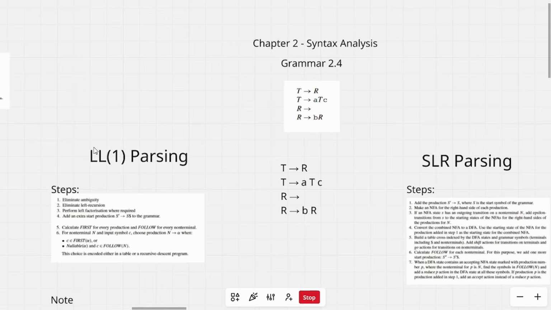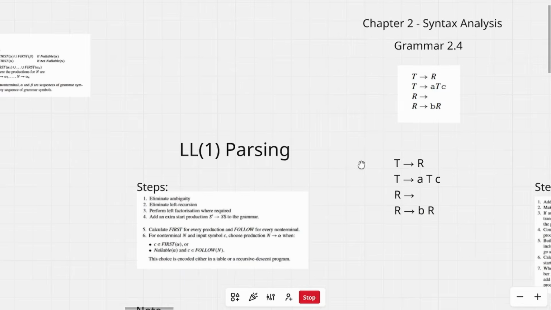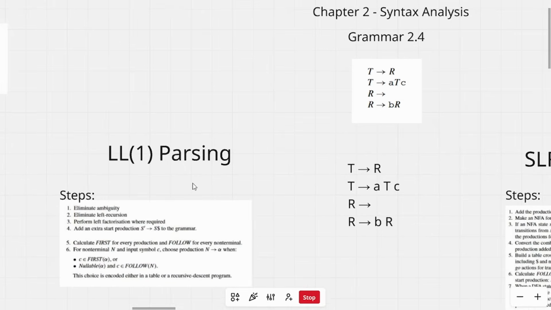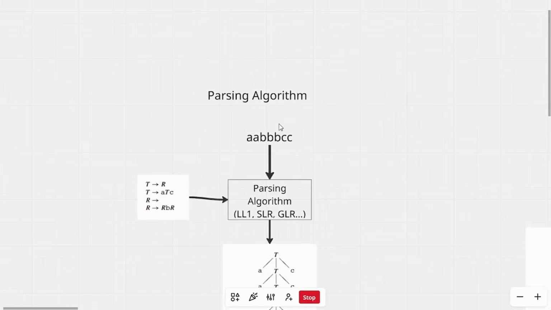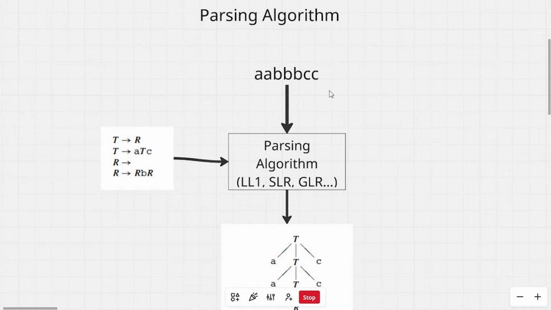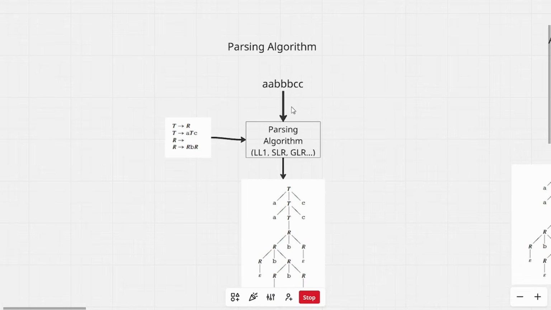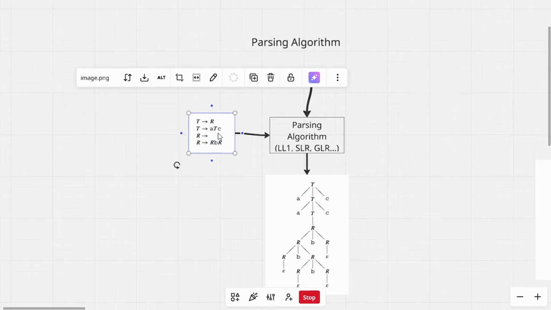So we're gonna go through LL1 parsing and SLR, which are very simple, but just as a quick recap, in Chapter 2 we have to understand what parsing is. If you've done your theoretical computer science or finite automata, you'll know that you're just taking a string and you want to know if a particular string follows a certain language or syntax. And that syntax is defined by the context-free grammar.